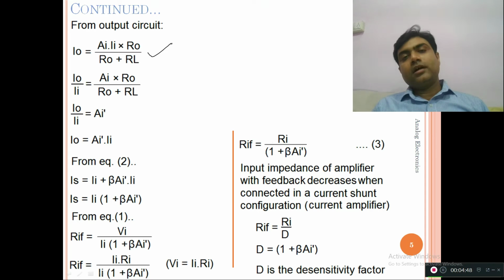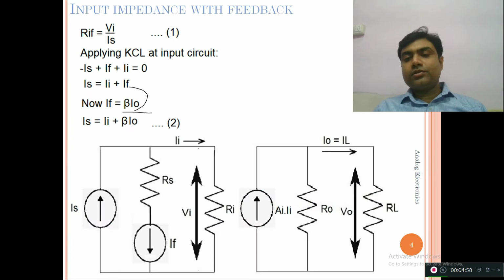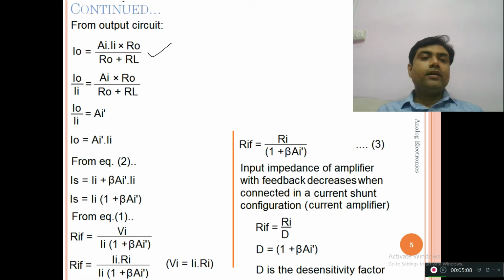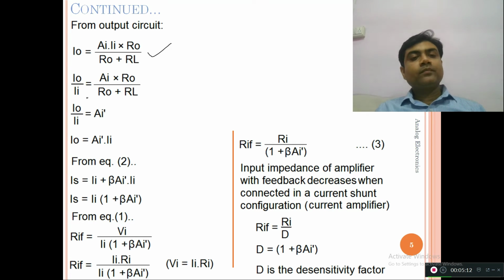We know the current division rule. The current division rule says that whatever the source value is, that has to be multiplied with the opposite resistance. What is the opposite resistance here? Here IO is flowing across RL, so obviously the opposite resistance is RO, and RO needs to be multiplied here as we have done, RO upon RL. Then we go with further manipulation in the equation, IO upon II.